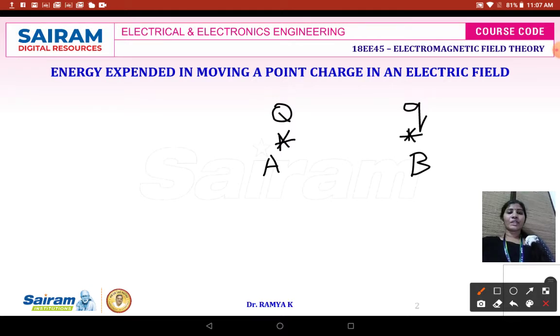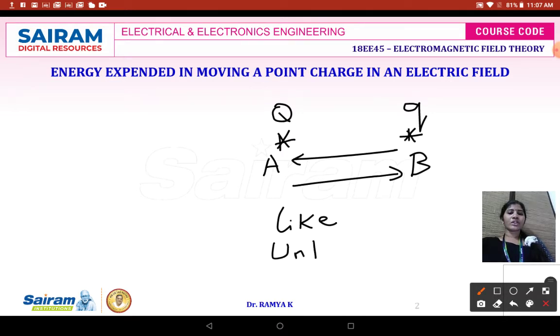We will experience a force of attraction or a force of repulsion between these two charges depending upon the polarity of the charge. If they are like charges, then we get a force of repulsion. Like charges repel each other, and if you have unlike charges, if the polarity of the two charges is plus and minus, then we experience a force of attraction. This force of attraction or repulsion can be experienced only when you have two or more than two charges.